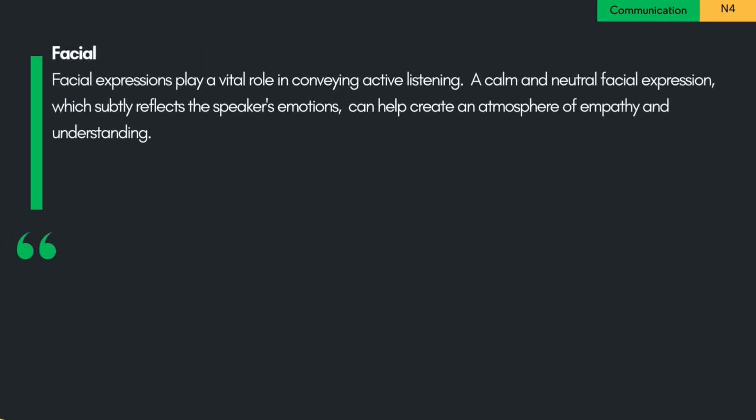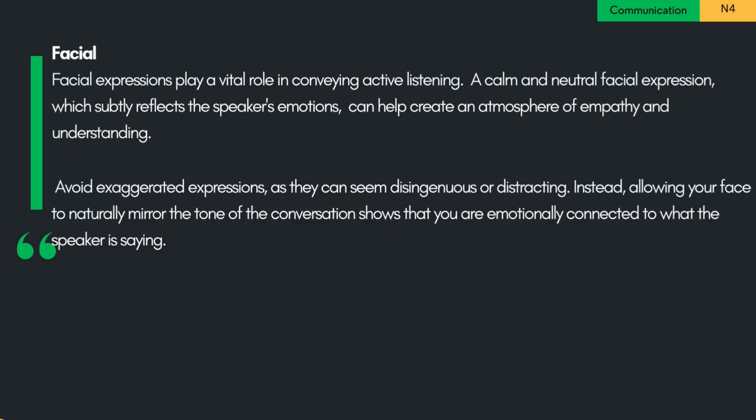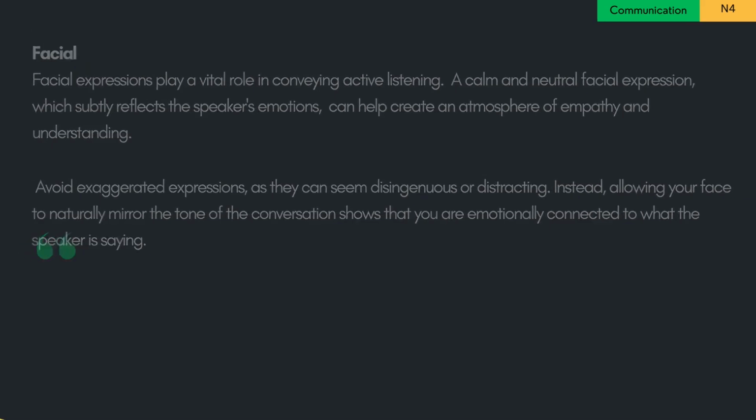2. Facial. Facial expressions play a vital role in conveying active listening. A calm and neutral facial expression, which subtly reflects the speaker's emotions, can help create an atmosphere of empathy and understanding. Avoid exaggerated expressions, as they can seem disingenuous or distracting. Instead, allowing your face to naturally mirror the tone of the conversation shows that you are emotionally connected to what the speaker is saying.